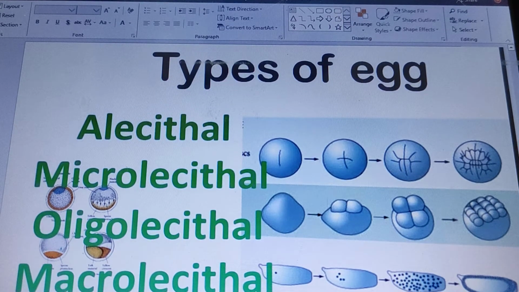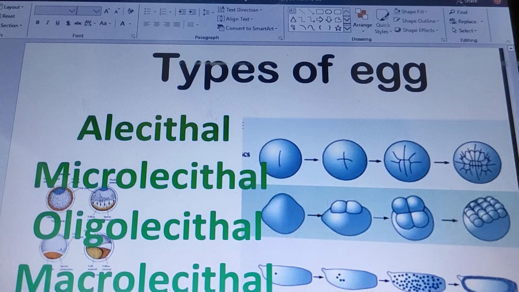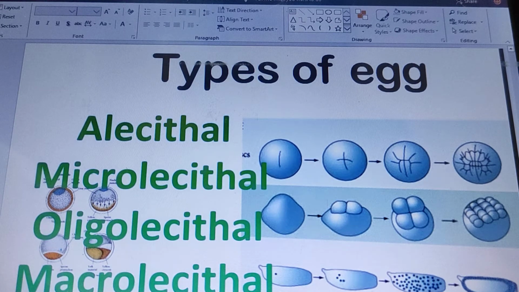After that, we have microlecithal type of eggs. Microlecithal eggs, or we can say animals with a small amount of yolk. Its examples are echinoderms and amphibians. Now you know well, from echinoderms we have sea stars and their relatives, and in amphibians the well-known specimen is frogs and their relatives.